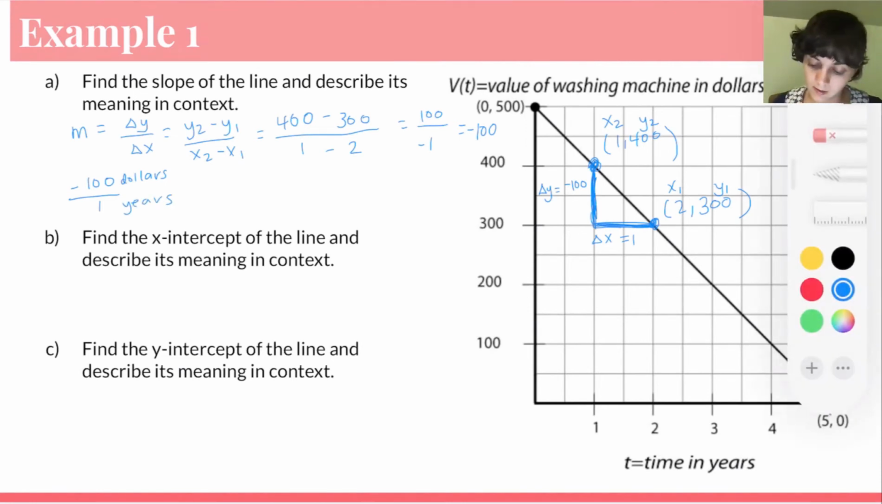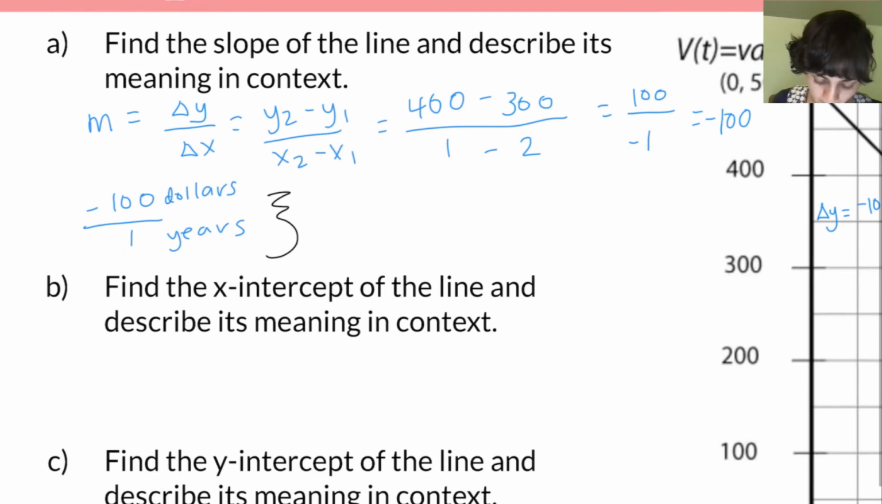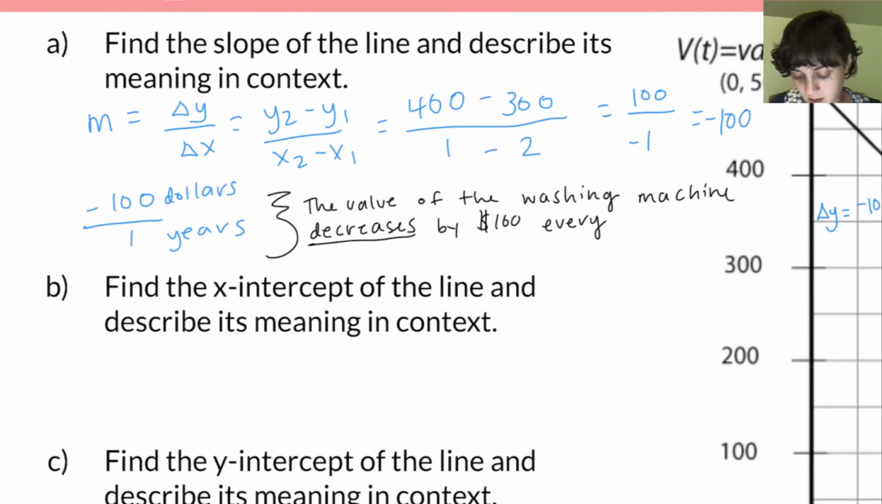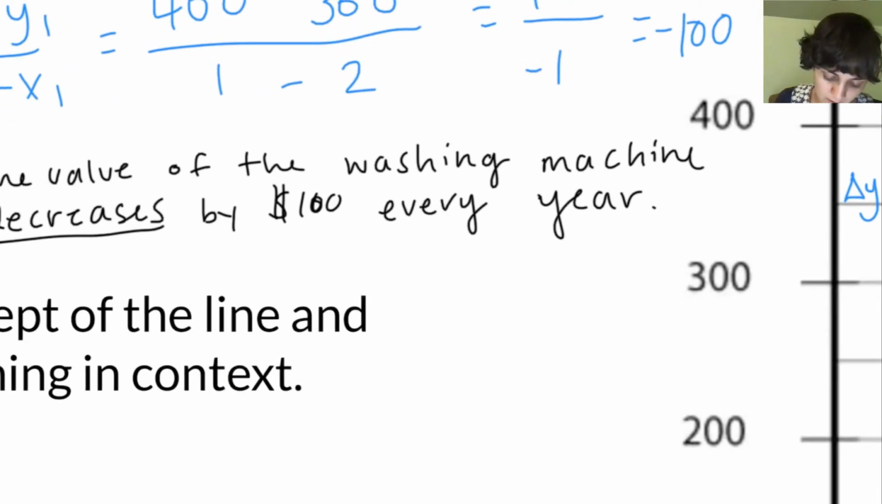So I'm going to summarize this in a sentence. I'm just describing it in context. So I'm going to say the value of the washing machine decreases, since it's a negative number, it decreases by $100 every year. So a slope of negative 100 in this context means that the value of the washing machine decreases by $100 every year.